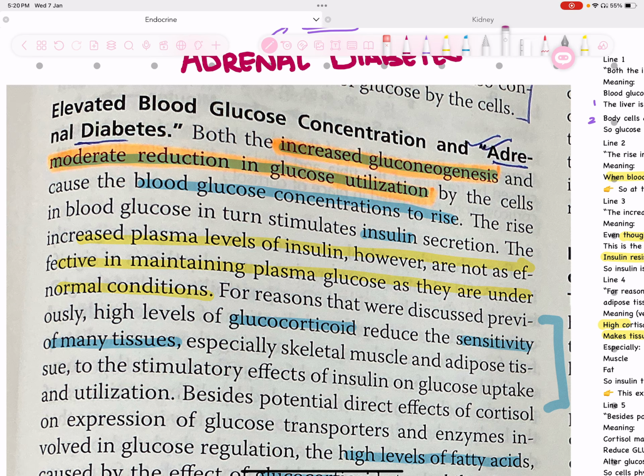What does this line mean? It means that the body is unable to use glucose. So a lot of glucose is being produced and there's decreased utilization of glucose. What will ultimately happen? This means that the blood glucose concentration is going to rise.